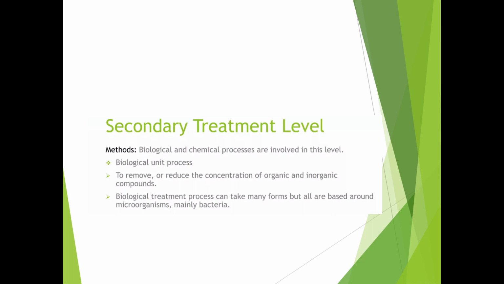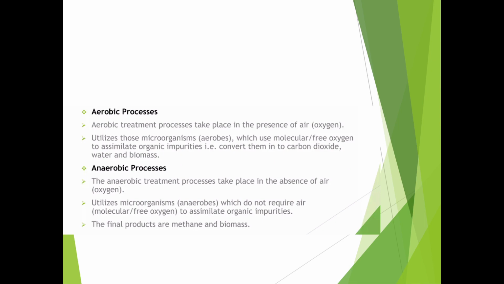In the biological unit process, you go for removing or reducing the concentration of organic and also inorganic components. Biological treatment has different forms, but the main concern is the bacteria. We have the aerobic process and also the anaerobic process. The aerobic process takes place in the presence of air, oxygen. These aerobes use molecular oxygen to assimilate the organic impurities. The anaerobic process takes place in the absence of air, so you utilize anaerobes which don't require air or molecular oxygen to assimilate the organic impurities. The final products will be methane and also biomass.